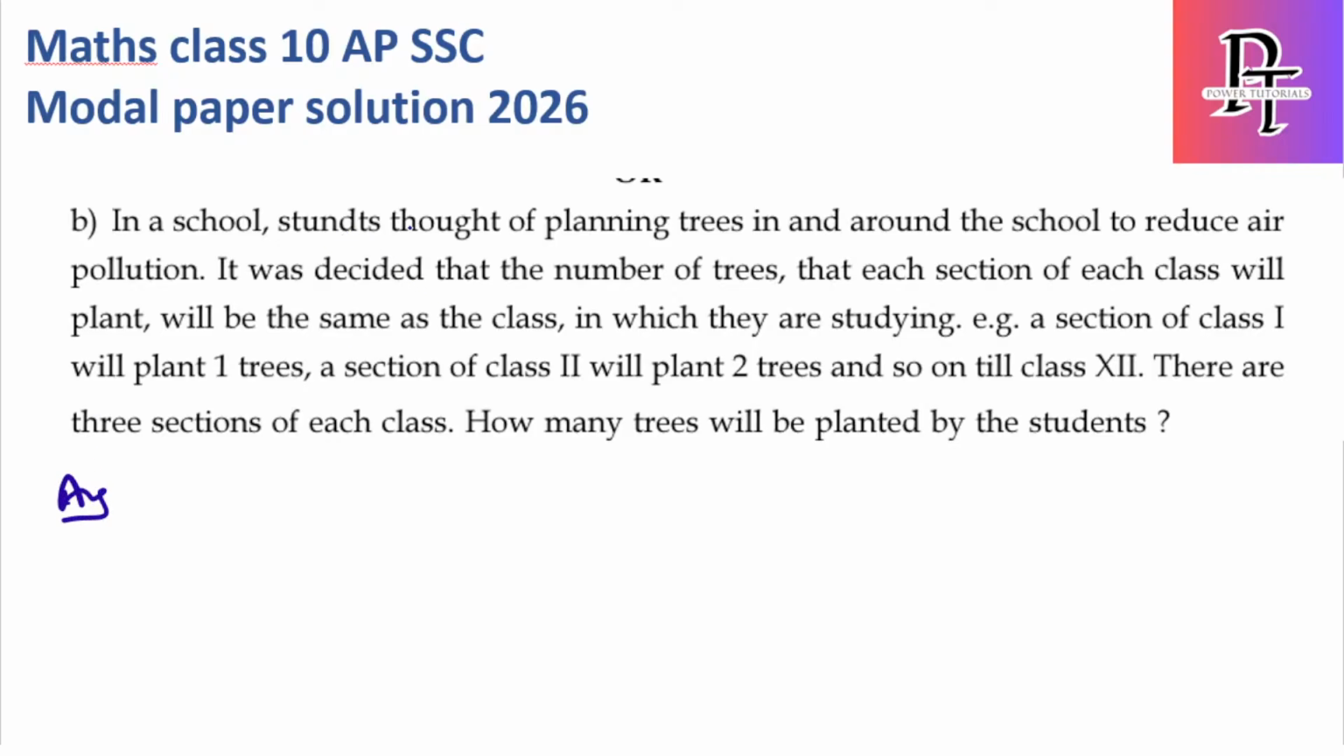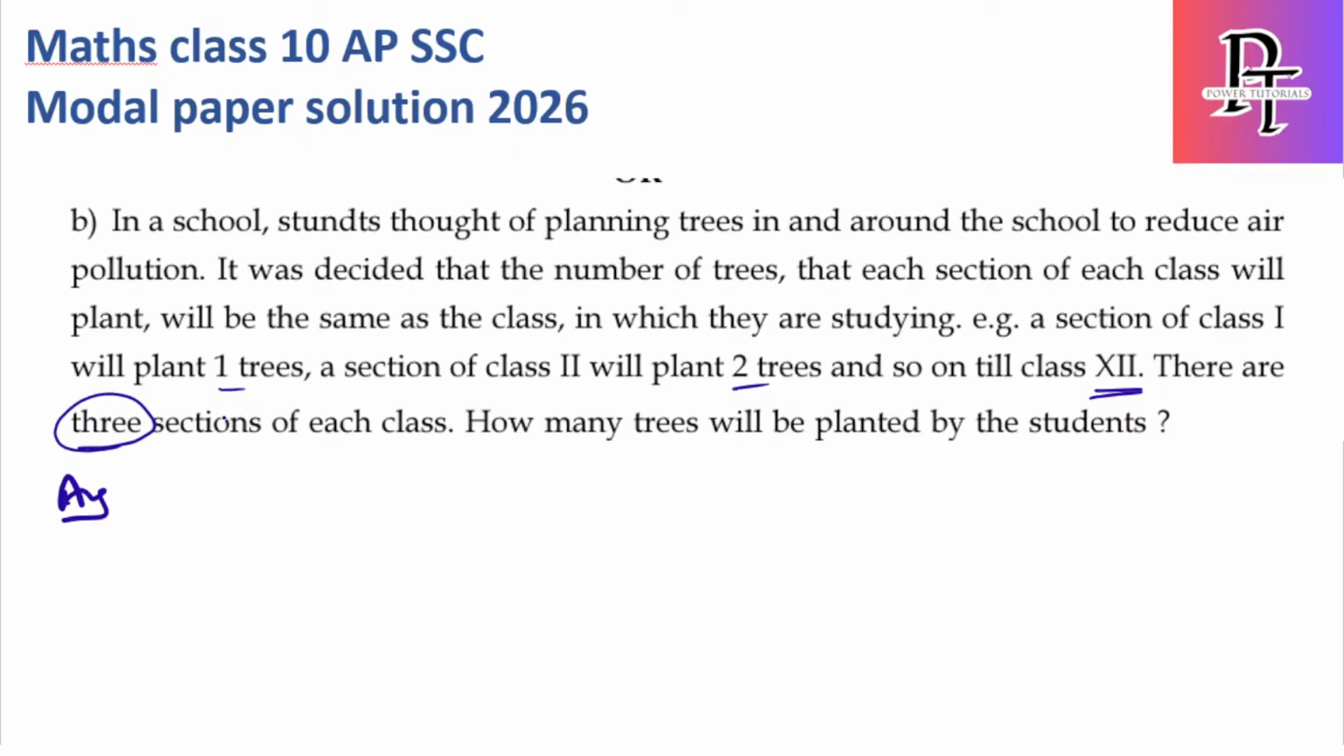In a school, students thought of planting trees around the school to reduce air pollution. It was decided that the number of trees that each section of each class will plant will be the same as the class in which they are studying. For example, a section of class 1 will plant 1 tree, a section of class 2 will plant 2 trees, and so on till class 12. So you have 12 classes in this school. There are 3 sections of each class. This point is important: 3 sections of each class.